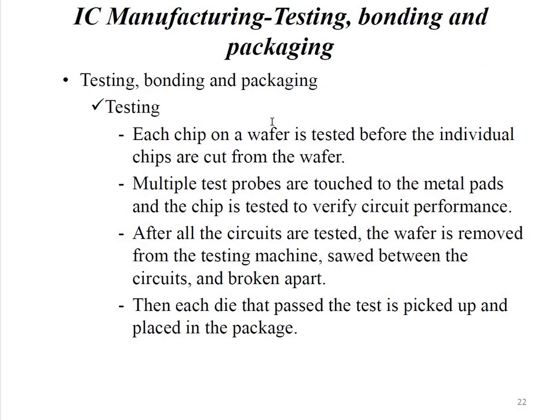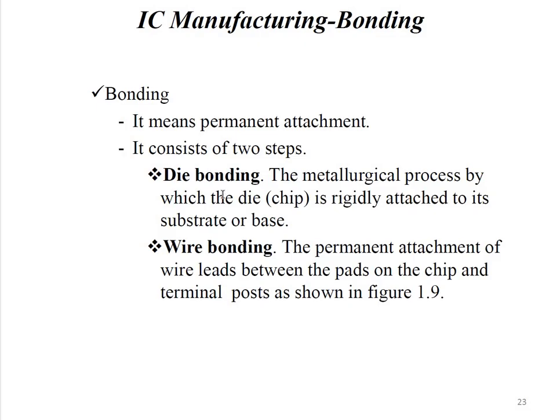Then testing, bonding and packaging happens here. Each chip is tested before the individual chips are cut from the wafer. Then bonding, which means a permanent attachment. Two types are there, die bonding and wire bonding. Die bonding is the metallurgical process by which the die is rigidly attached to its substrate or base.